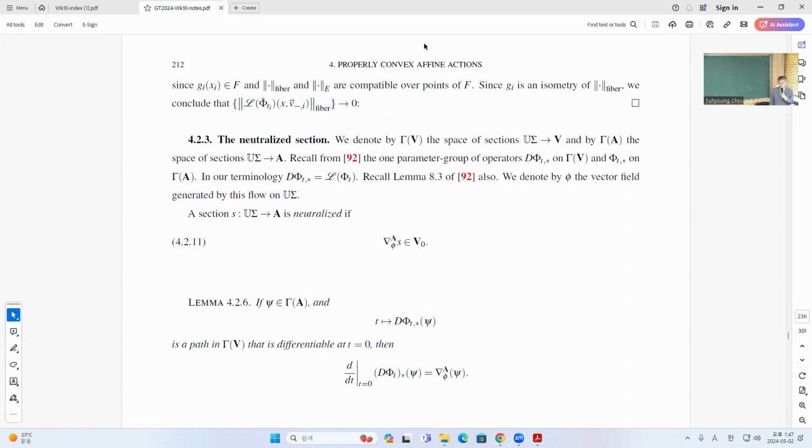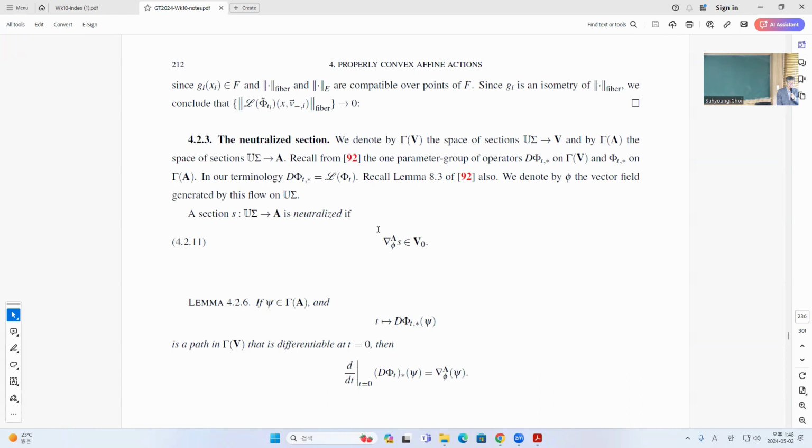So then what I'll do is what's called the neutral dissection. So we have some section from this U sigma to B. Again, this was fibering over this, and you have fibering over this. So you want to find the section. Any section, of course, exists because these fibers are trivial. Okay, so you can find it.